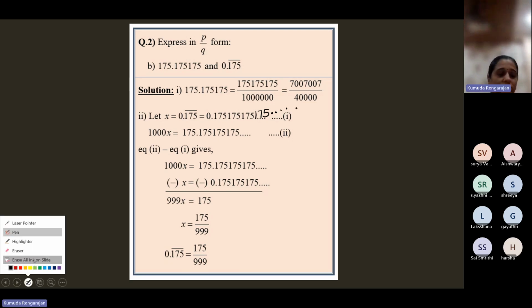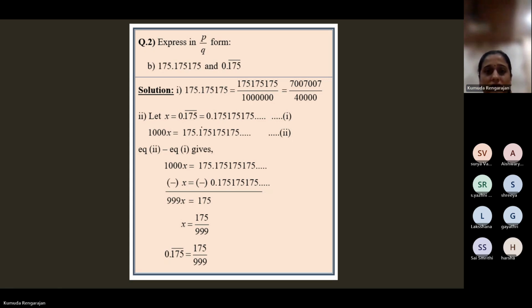So that shouldn't be a doubt or any sort of confusion. When you multiply by 1000, you get 175.175 and you can write it as many times as you want. See here, the decimal point comes here. After this, what do you have? 175, 175, how many times? Endlessly. That is the second equation.